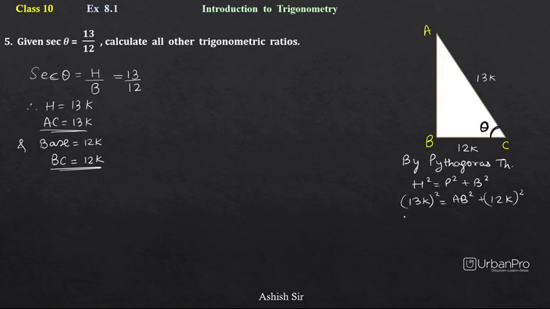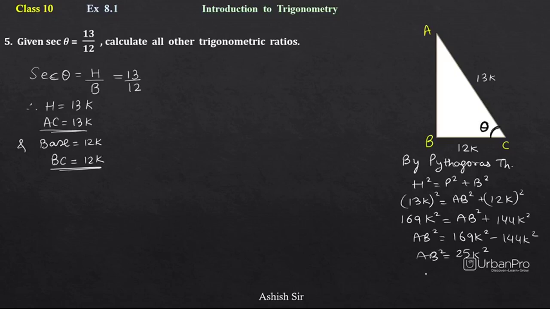Now 13 square is 169k square equals AB square plus 144k square. So AB square we can find as 169k square minus 144k square. So this equals 25k square. Therefore AB would be 5k. So we can mark in the figure AB is 5k.